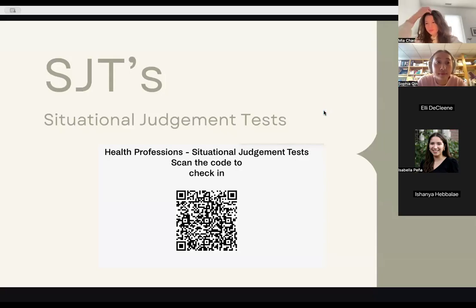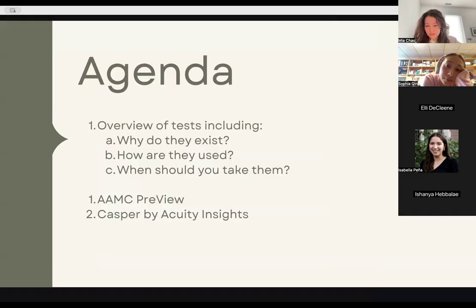So, and so again, check in here. This is what we're gonna go over, mostly focusing on the preview and the Casper today, which I'm sure you're somewhat familiar with, or at least have heard about. I will definitely leave room for questions at the end, but as we go, if you are having questions, please feel free to drop them in the chat or raise your hand, and we can answer as we go as well.